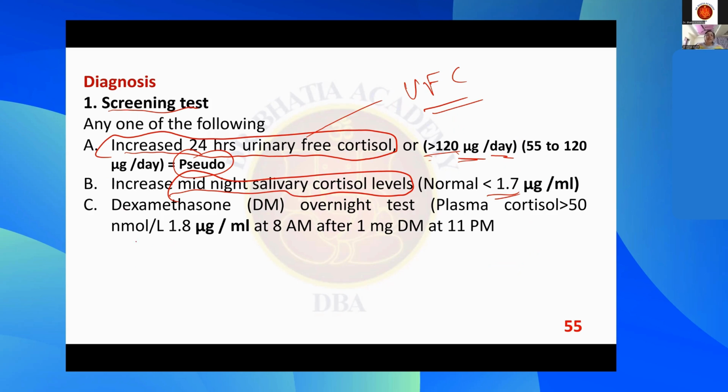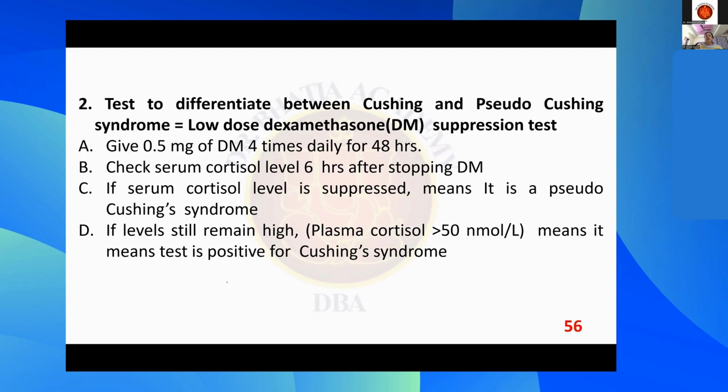Then we go for a dexamethasone suppression test, that is overnight dexamethasone suppression, or ODS. In a dexamethasone suppression test, the plasma cortisol level is more than 50 the next morning, if you have given 1 milligram of dexamethasone at 11 p.m. That gives you the overnight dexamethasone suppression test. How do you differentiate between Cushing's and pseudo Cushing's? You can go for a low dose dexamethasone suppression test, that is give 0.5 milligrams 4 times daily for 48 hours. Check the serum cortisol level 6 hours after stopping the dexamethasone. If the serum cortisol level is still suppressed, that means it was a pseudo Cushing's.